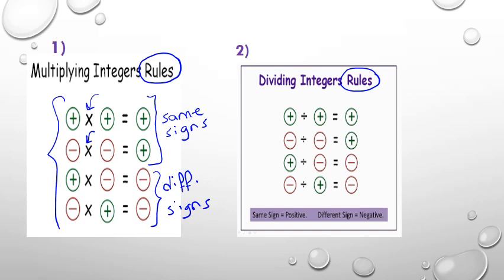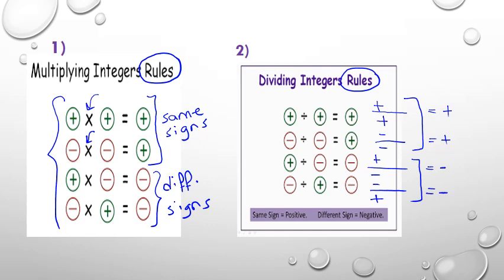Now, if we are dividing integers, we should follow the following rules. They are similar to the rules of multiplication. If we are dividing a positive over a positive, or a negative over a negative, a positive over a negative, or a negative over a positive. When we have the same sign, always the result will be positive, and we divide the numbers. When we have different signs, the result will be negative, and also we divide the numbers to get the result.